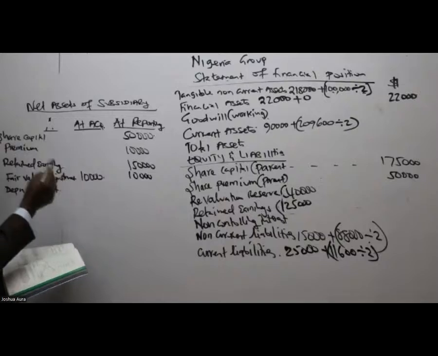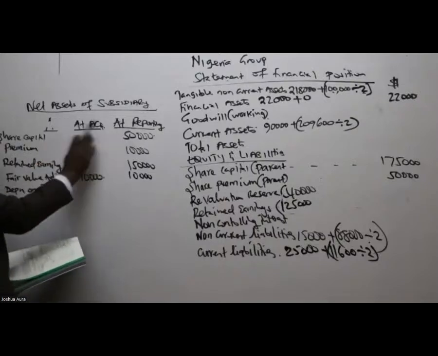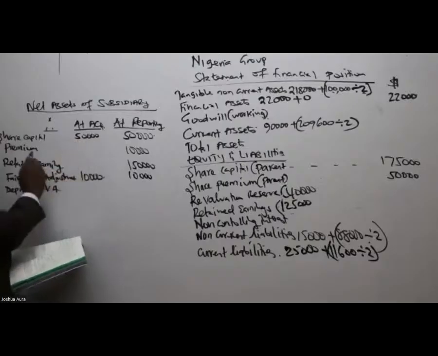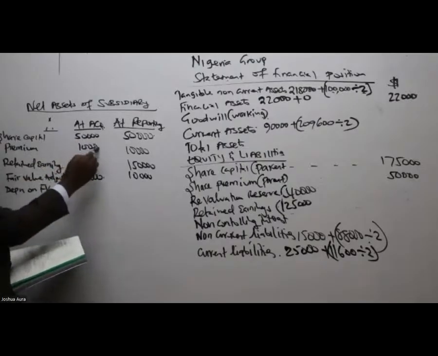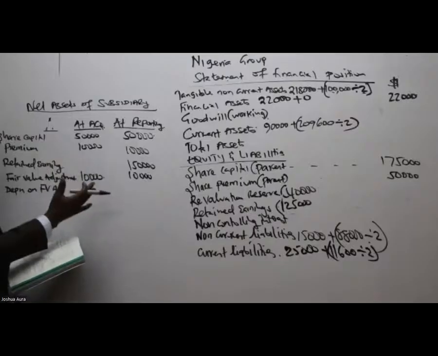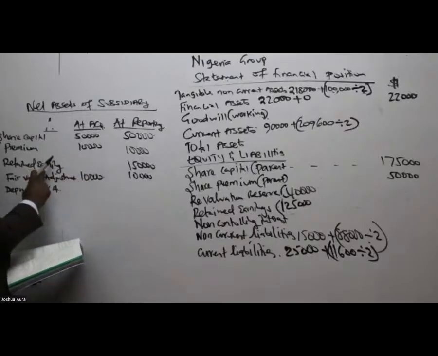The same case with share capital. Share capital at reporting and share capital at acquisition must always be the same, 50,000. Same case with premium, this has to be 10,000. What is always different is the retained earnings. Retained earnings is normally different.